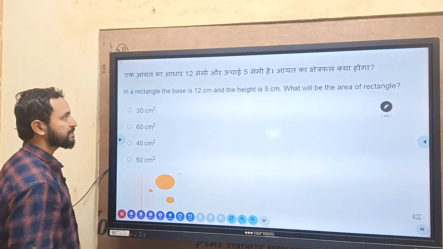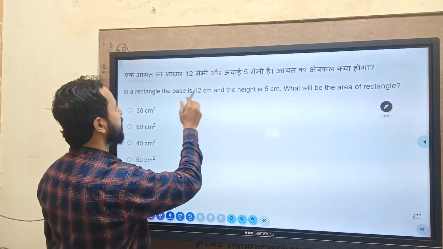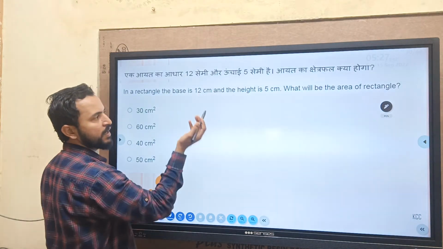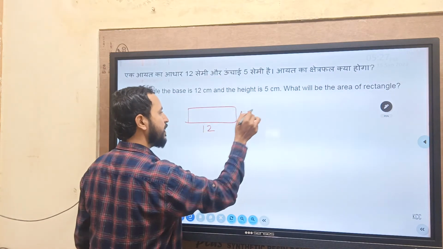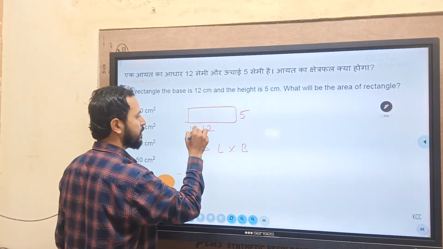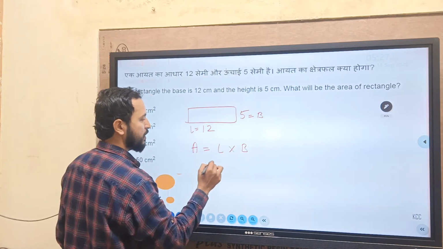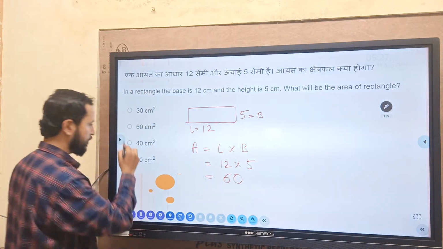Rectangle, and what is given? In the rectangle the base is 12 and the height is 5. Okay. What is the area? Simple question. This is 12, the height is 5. Area of the rectangle is equal to length into breadth. So this is length, this is breadth. Multiply 12 into 5. 60 is the answer for the question.